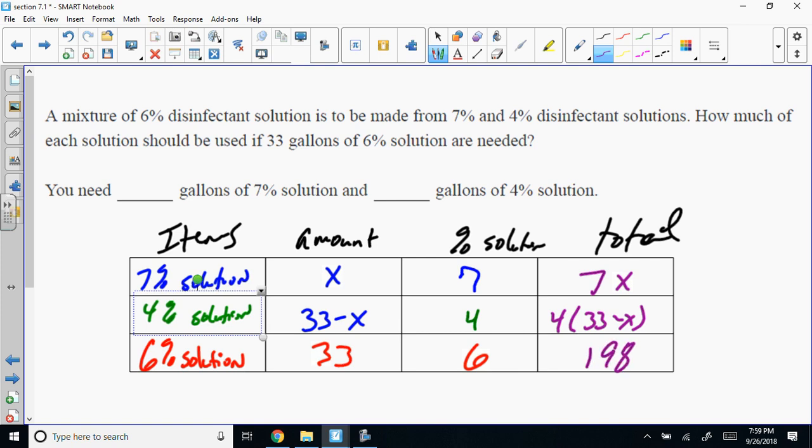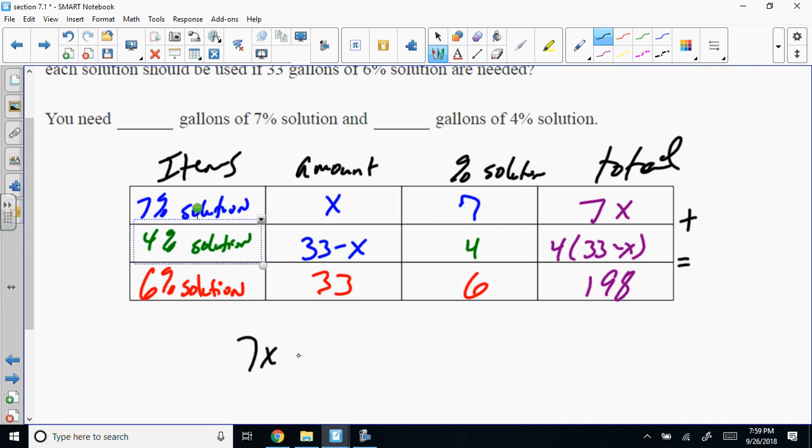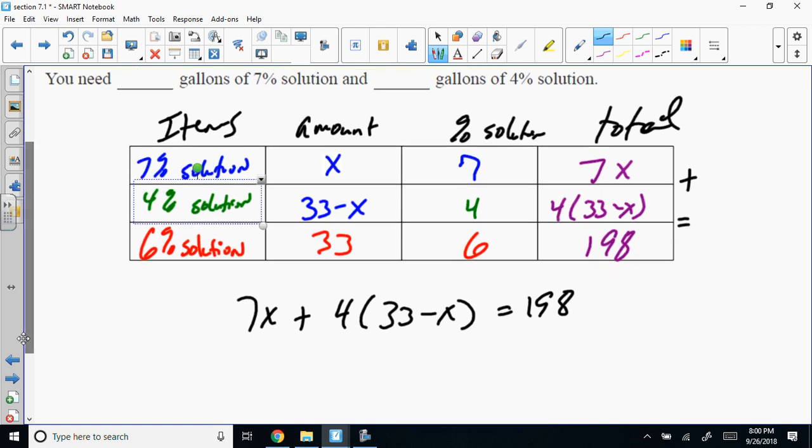All right, so watch this. These two added together has to equal what? 198. 7x plus 4 times 33 minus x equals 198. Done. Solve the equation. That's all you're doing.